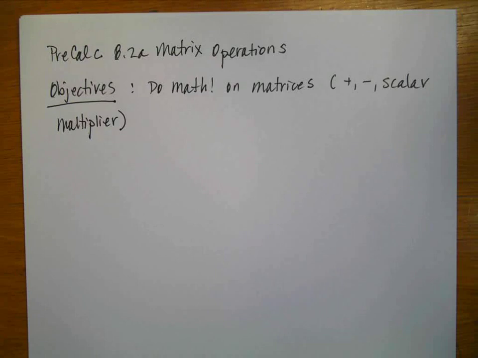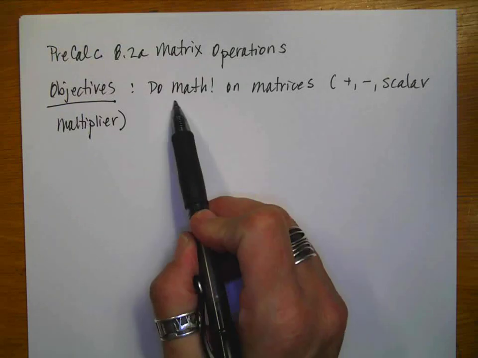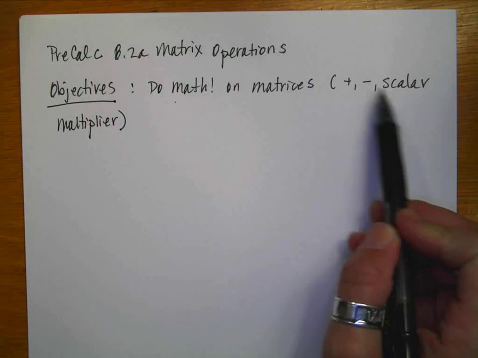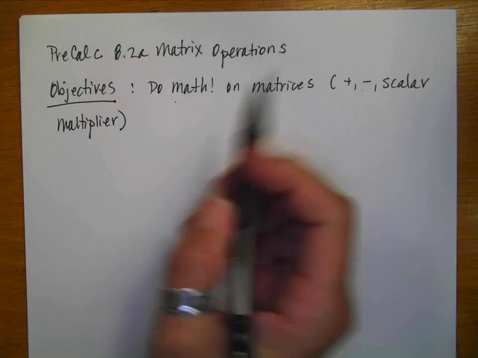We're going to be talking about matrix operations. Specifically, we're going to do math, but we're going to be talking about adding and subtracting matrices and then a scalar multiplier.